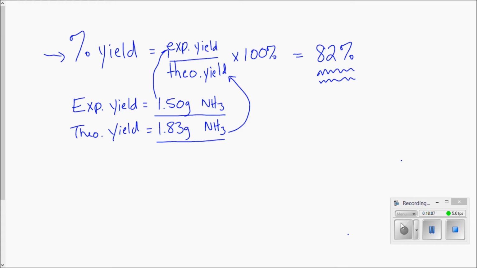We're going to actually do this in class where we calculate the theoretical yield using stoichiometry, specific limiting reagent stoichiometry, and then calculate the percentage yield after we've done the experiment.